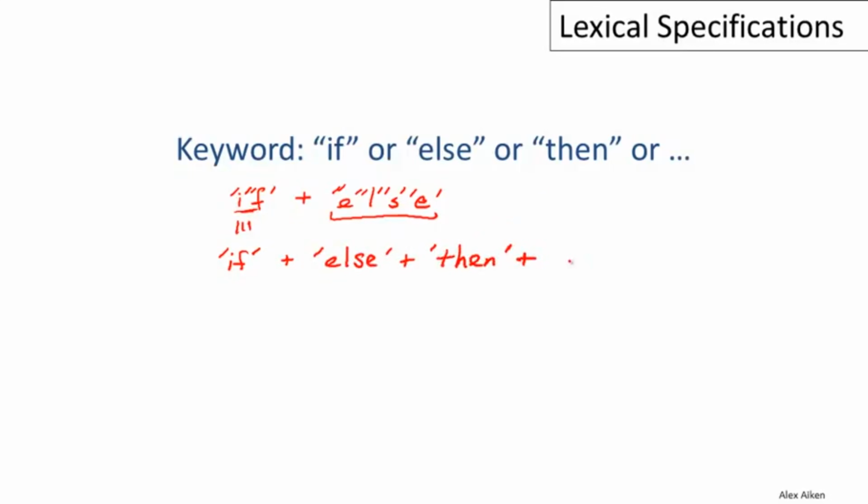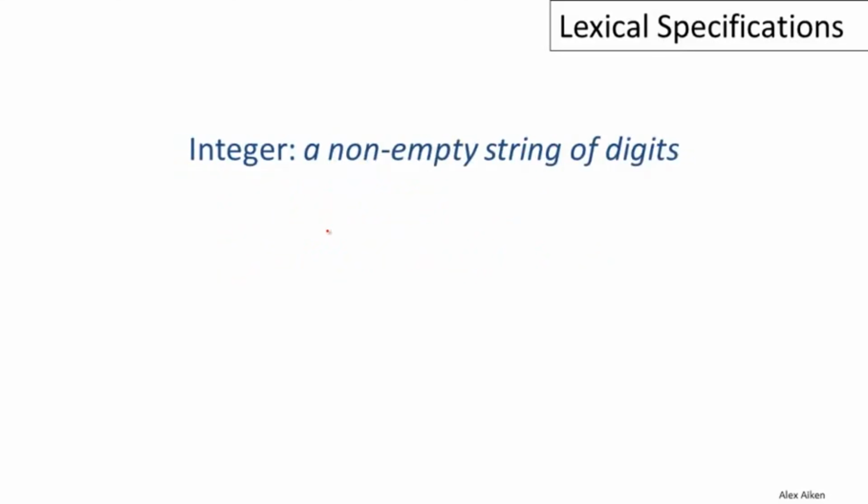And if I have more keywords, I just write them out and union them all together. Now let's consider a slightly more complicated example. Let's think about how to specify the integers, which we want to be the non-empty strings of digits.